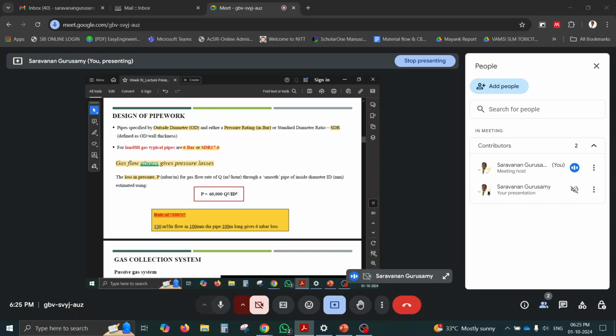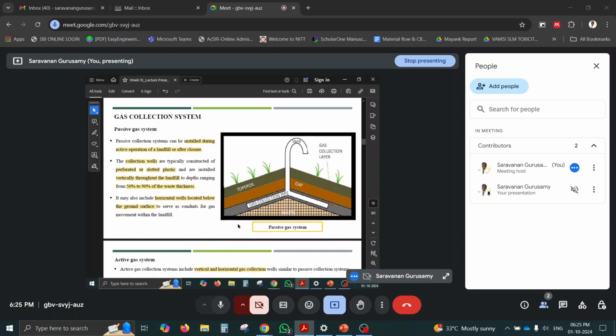Okay. So the rule of hundreds you can follow. 100 meter cube per hour of flow of landfill gas in a 100 mm dia pipe at 100 meter long gives a pressure loss of 6 millibar. Okay, this is the thumb rule, you can say, the hundreds rule.